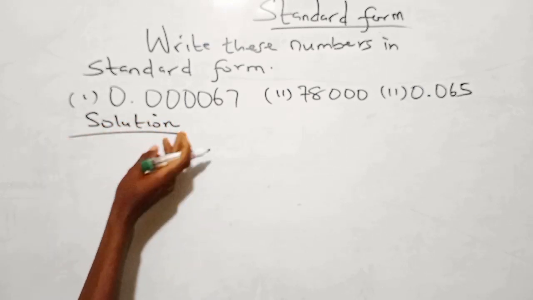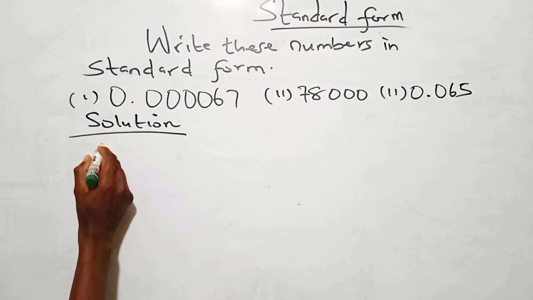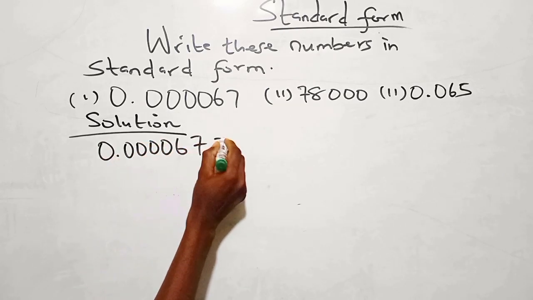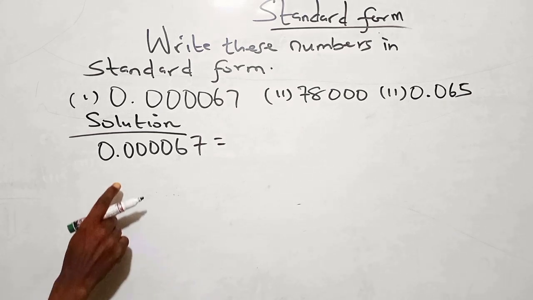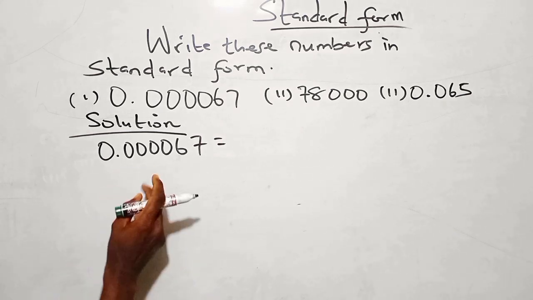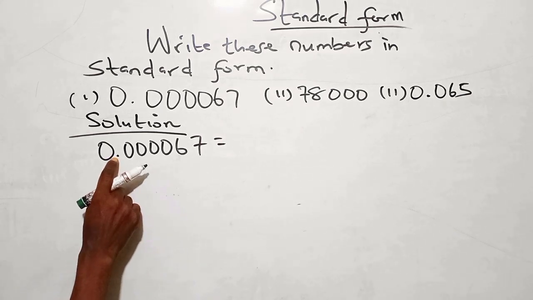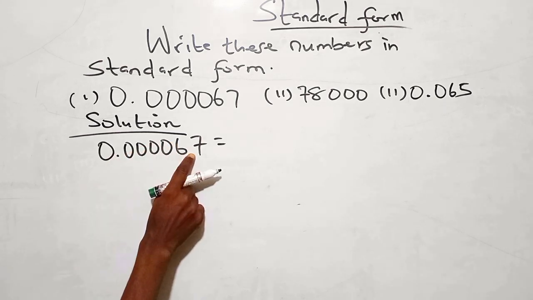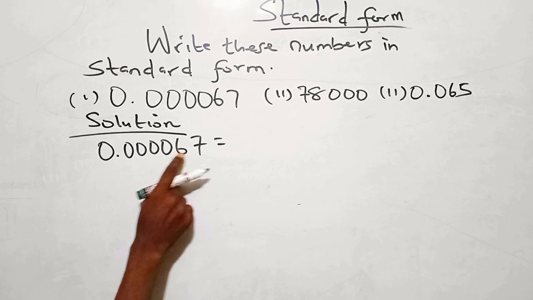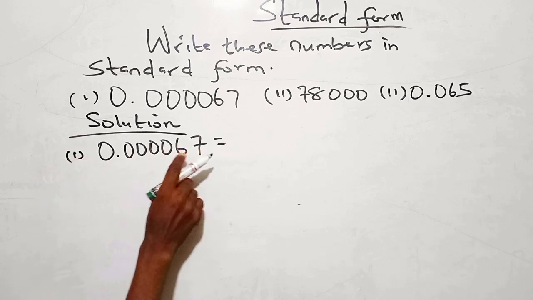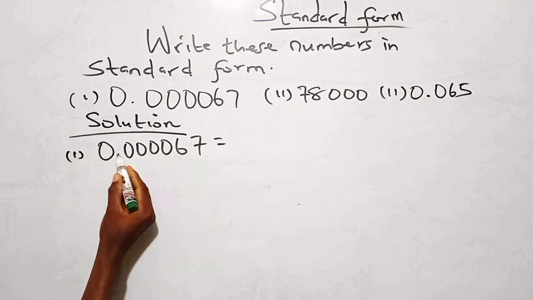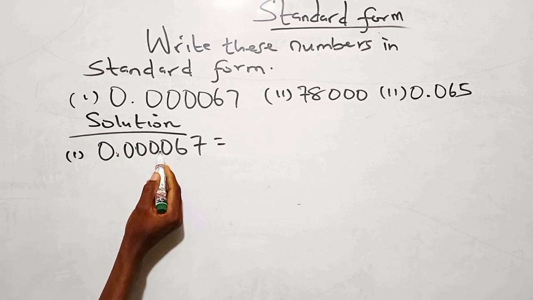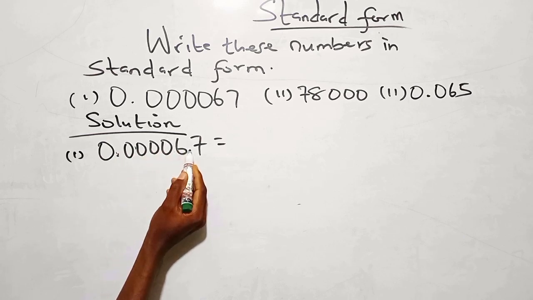So for me now, I have 0.000067. I want to reposition my decimal point. I want to bring my decimal point and bring it here. So how do I do that? I have to count: 1, 2, 3, 4, 5.